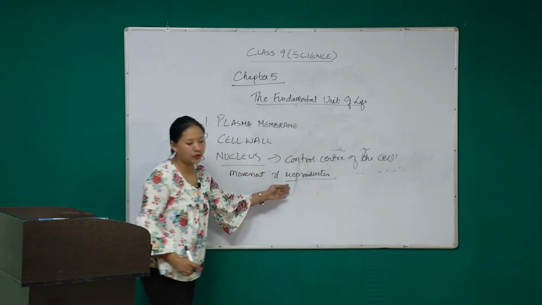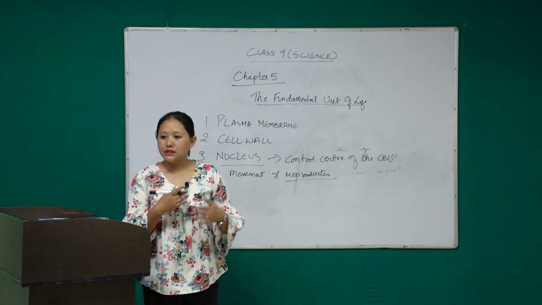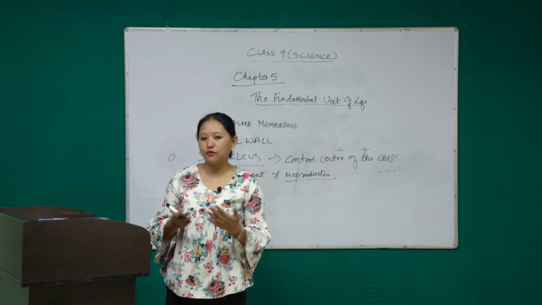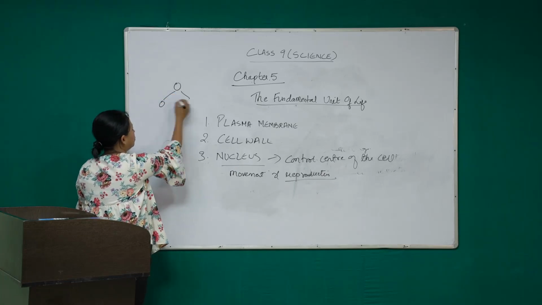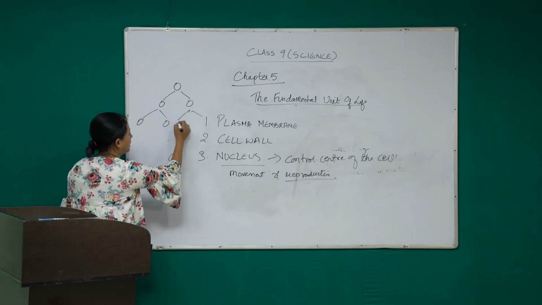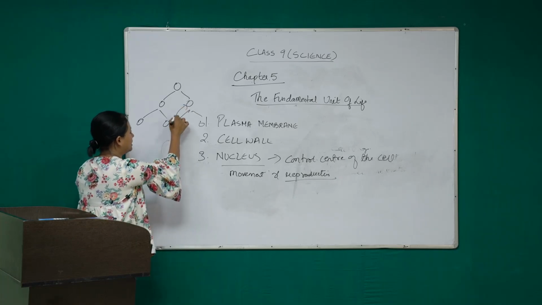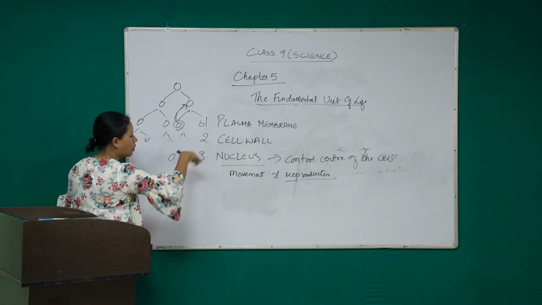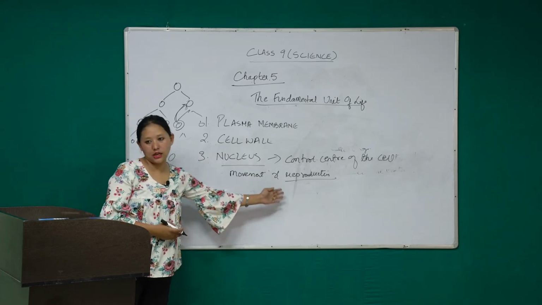When I say reproduction, it means it helps in cell reproduction. From the cell theory we know that every cell arises from a pre-existing cell, right? That means one cell will divide to form two new cells. Again, these two new cells will divide to form another two new cells, and it will go on dividing. So this is called cell division. So the nucleus helps in cell reproduction.